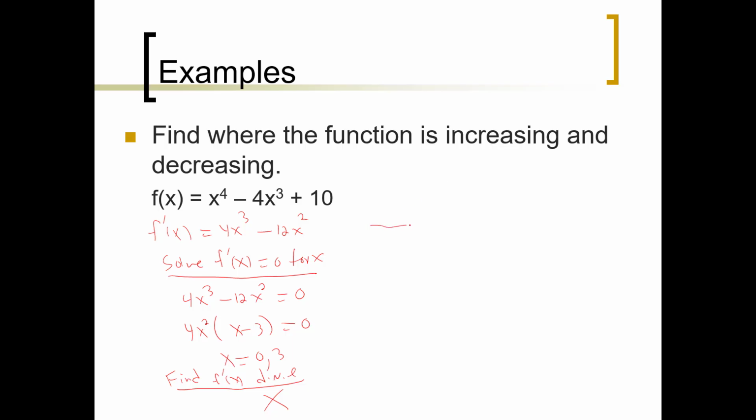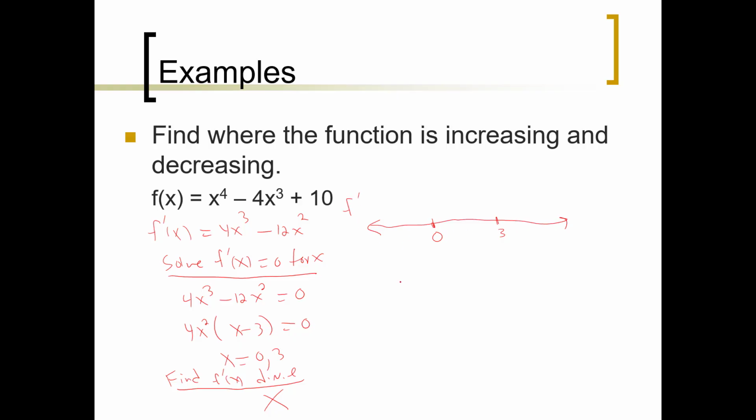Now I'll draw a line. This line represents the domain of the original function f. On that line I put 0 and I put 3. And I put little filled in dots there to remind me that there's actually points that correspond to points on the graph of the original function. Above the line, I'll put the first derivative.